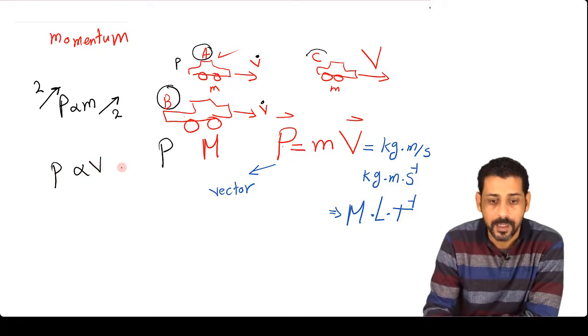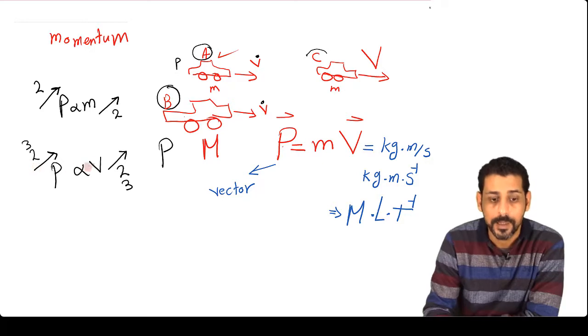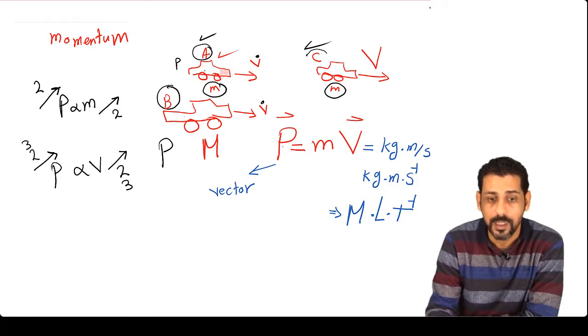What about momentum and velocity? Momentum also depends on the velocity when the mass is constant. When the velocity increases, the momentum increases as well. When the velocity is doubled, the momentum is doubled. When the velocity is tripled, the momentum is tripled. We can see this as an example between the two cars A and C. Both have the same mass, so the one which has a smaller velocity has a smaller momentum, and the one which has a greater velocity has a greater momentum.